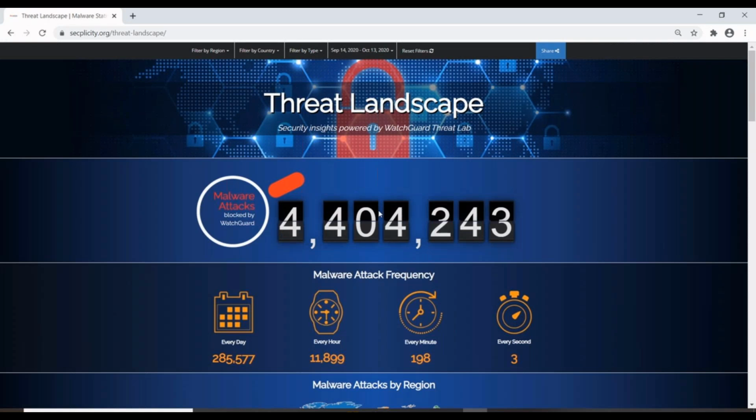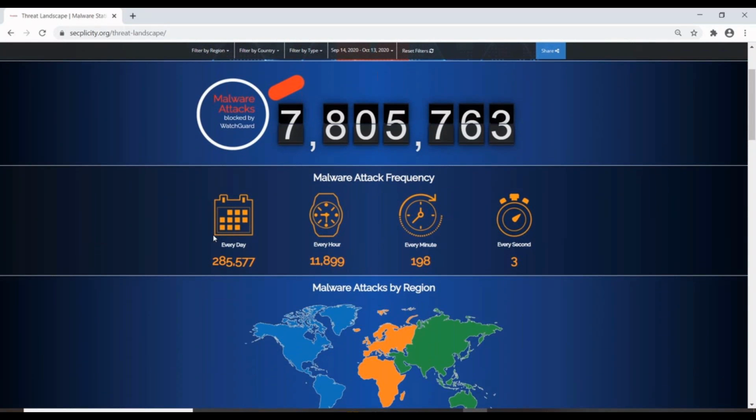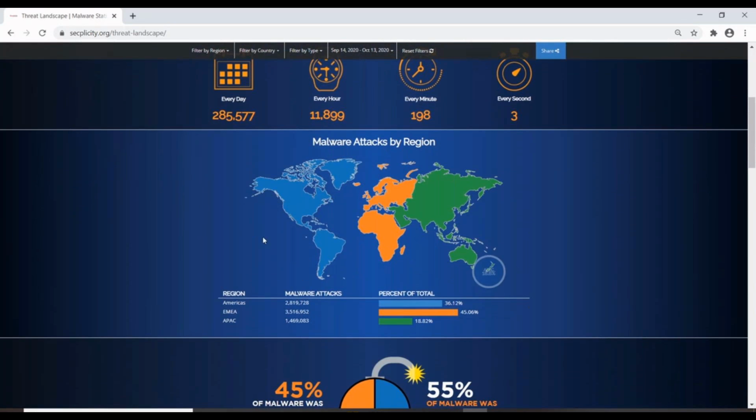If you click on that, it will take you to this site that is showing you the statistics of malware attacks and network attacks being collected by the WatchGuard team. As you can see in here, it starts with how many malware attacks are being blocked by WatchGuard, and the frequency of malware attacks every day, every hour, every minute. There's a malware attack every 3 seconds. You can also see the malware attacks by region. You can click on them.